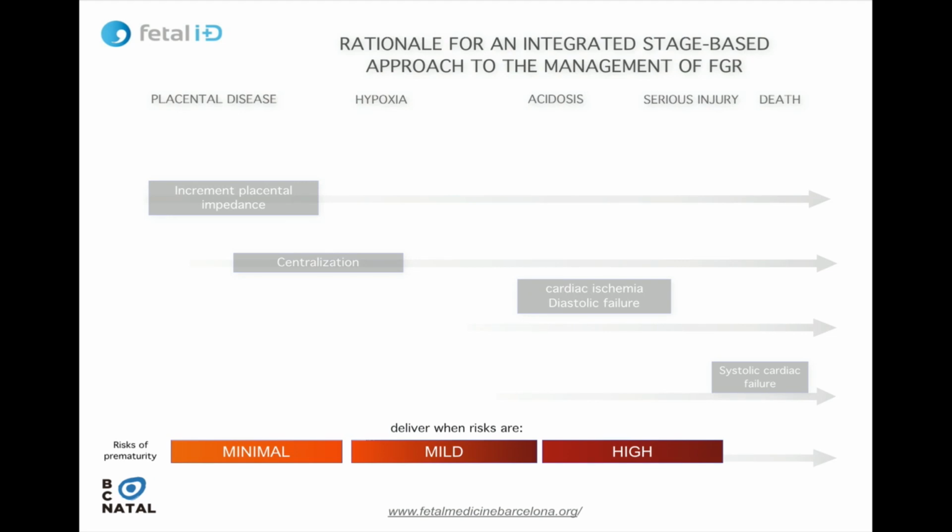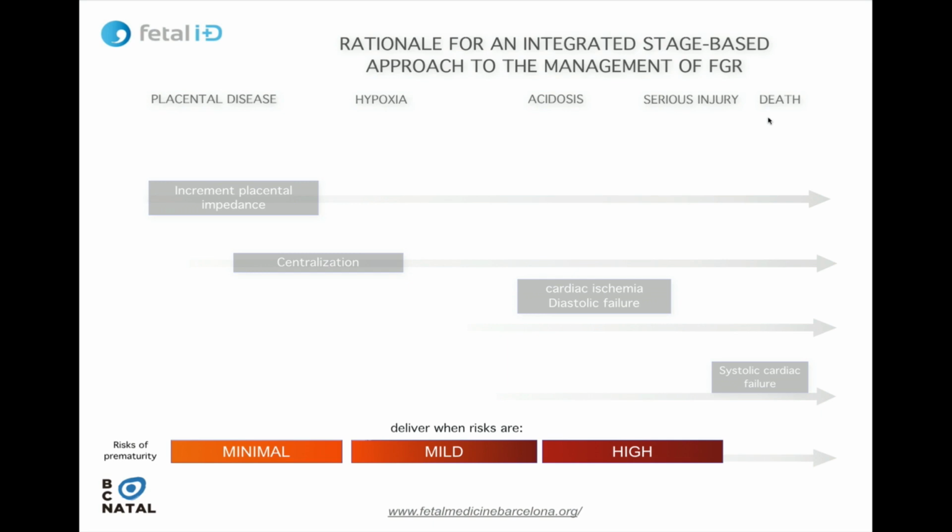And growth restriction, when it's early and severe, goes through a sequence of fetal deterioration. It goes from placental disease, hypoxia that is relatively compensated, acidosis, serious injury, with increased placental resistance and redistribution of flow to the brain. In the end, you have cardiac ischemia, the diastole is impaired, the heart becomes stiffer, and you want to know how far you are in this progression that will lead you to death, because you need to make a decision.